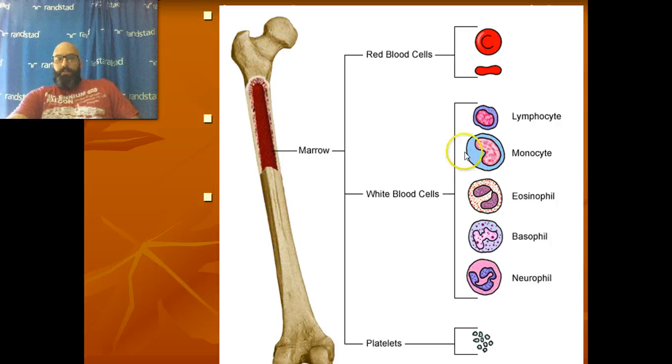So here's some examples. There's only one type of red blood cell in the human body, but there are several different types of white blood cells, and they are specific to the type of pathogen or what they're supposed to be attacking and getting rid of. And then another thing is platelets. Platelets are used in the clotting factor.